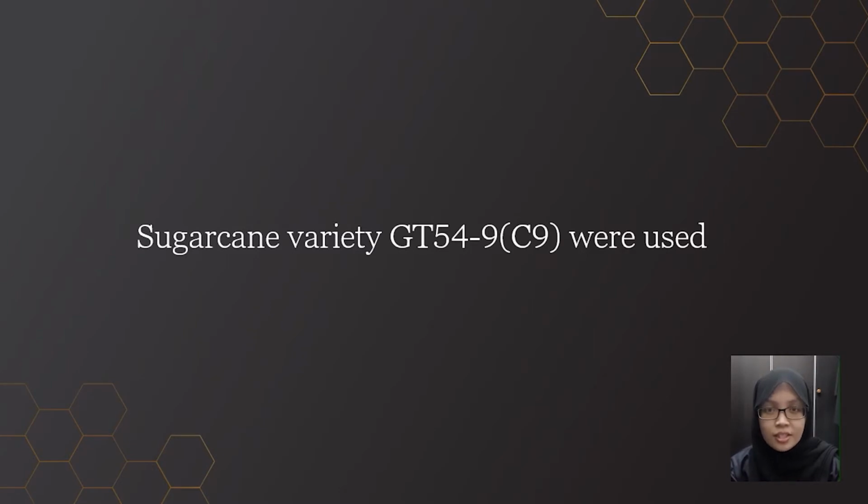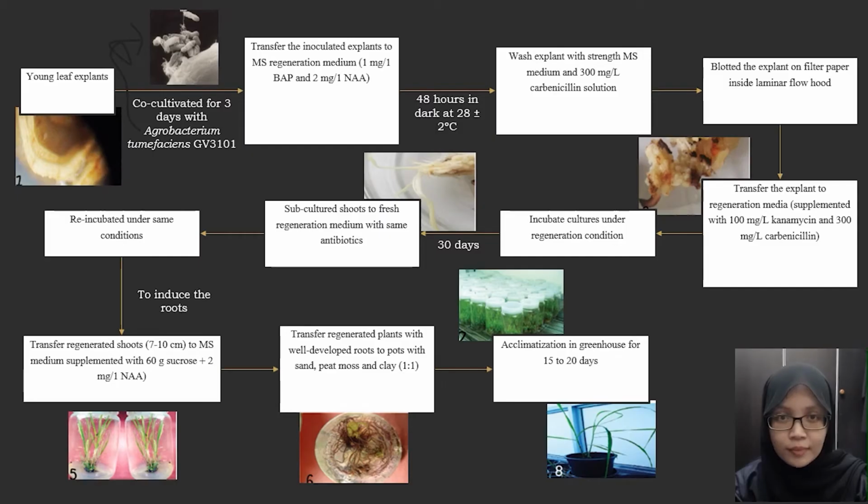Recently, researchers conducted a study to produce sugarcane that is resistant to insects, such as borer. Hence, they used sugarcane from cultivar GT54-9C9. First, they co-cultivated young explants with Agrobacterium tumefaciens GV3101.